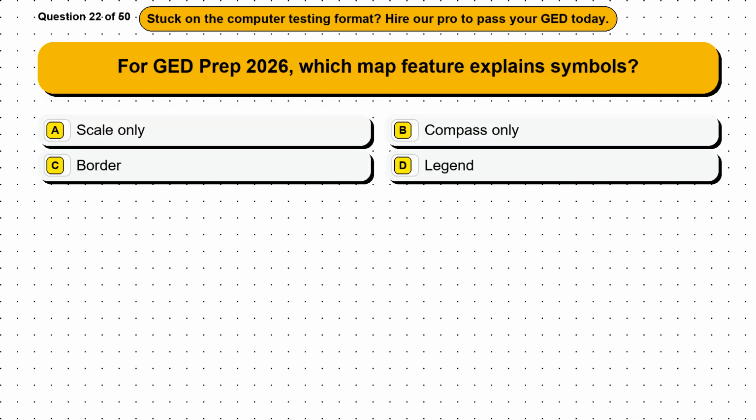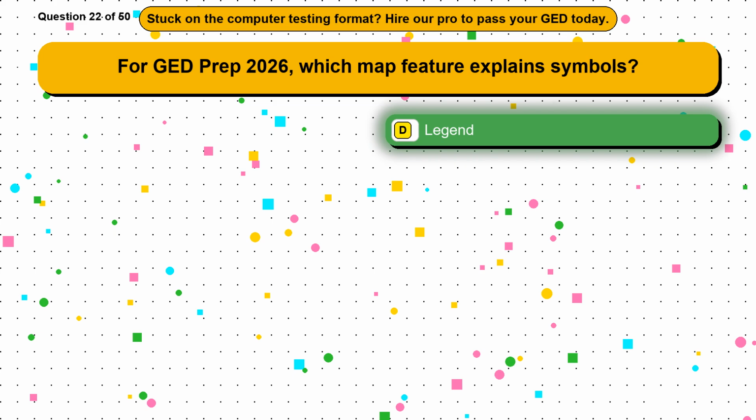Question 22. For GED Prep 2026, which map feature explains symbols? Option A Scale only. Option B Compass only. Option C Border. Option D Legend. The correct answer is option D.